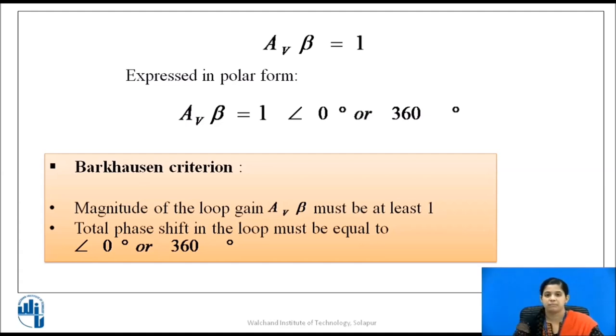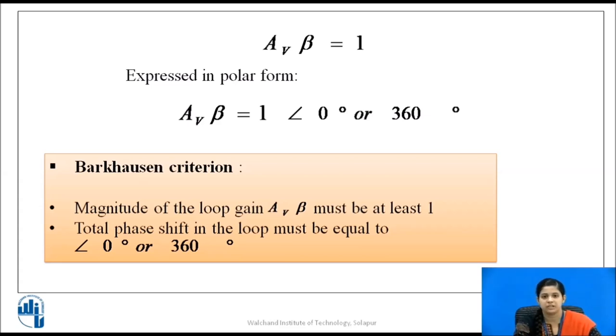The oscillators can be categorized into two types. The first type is sinusoidal and second is non-sinusoidal. Basically, if the amplifier provides 180 degree phase shift, then the feedback circuit should provide the another 180 degree phase shift to make the condition satisfied that the total phase shift should be 0 degree and 360 degree. So in sinusoidal oscillators, it will generally produce the sine or cosine waves, and non-sinusoidal oscillator generally produce the waves like square, triangular, sawtooth, etc.